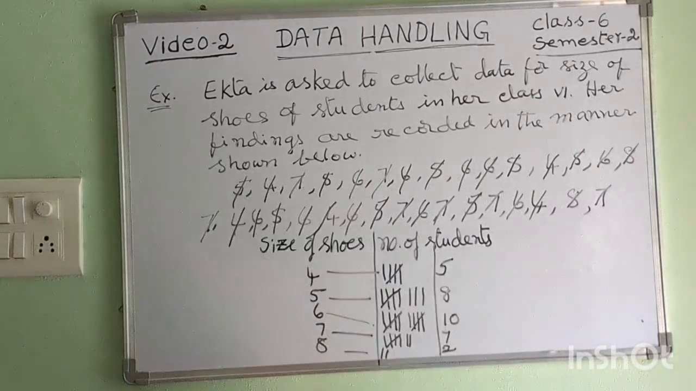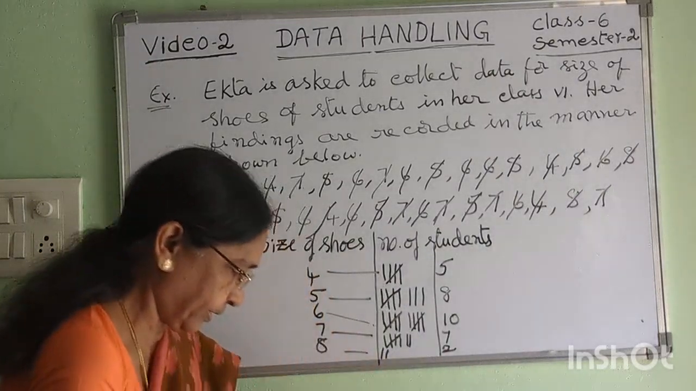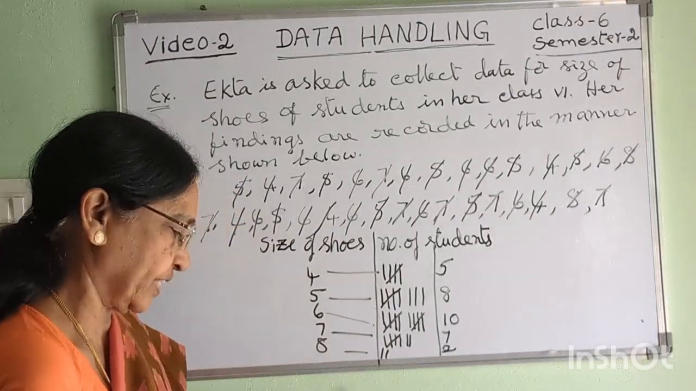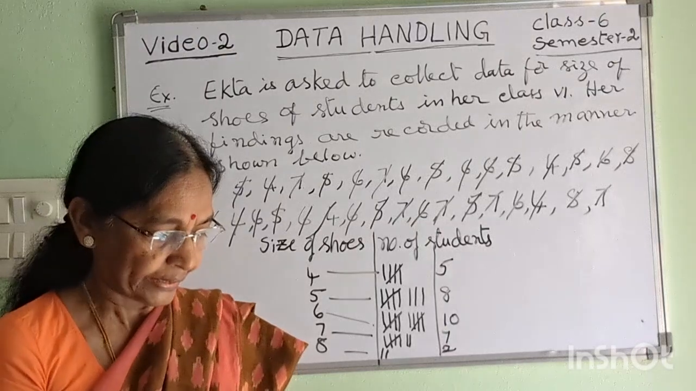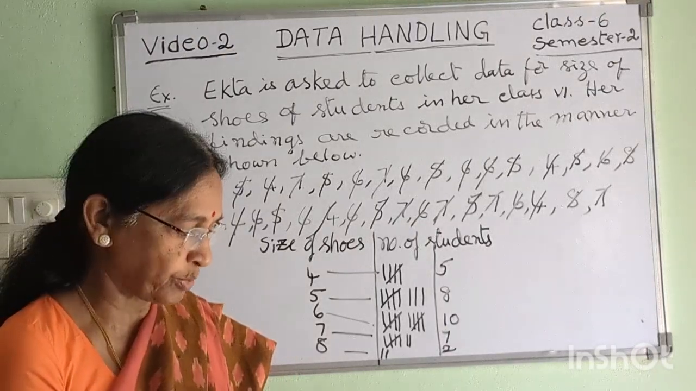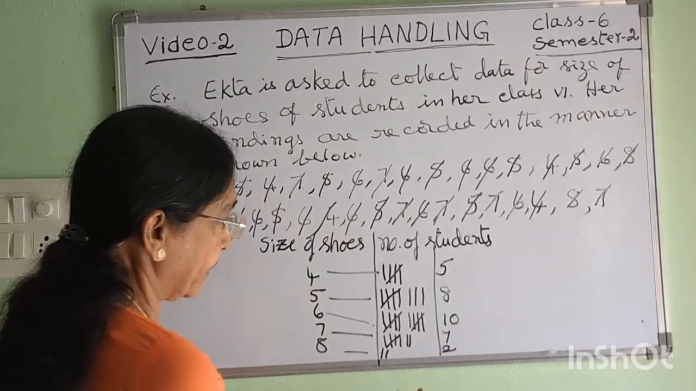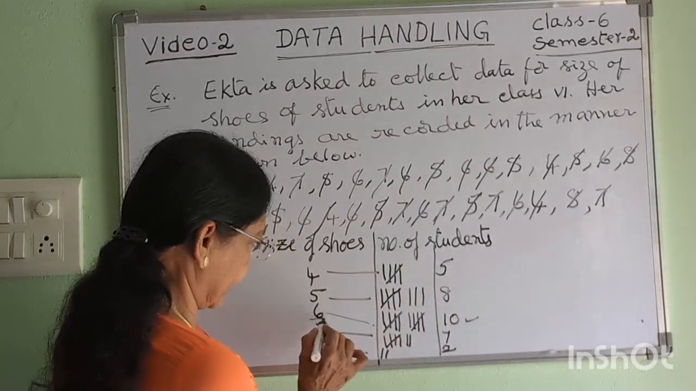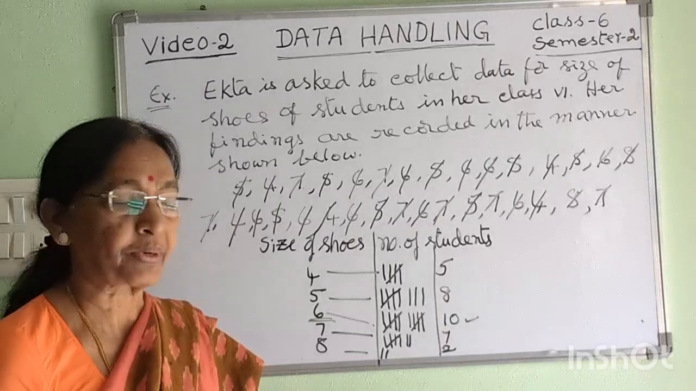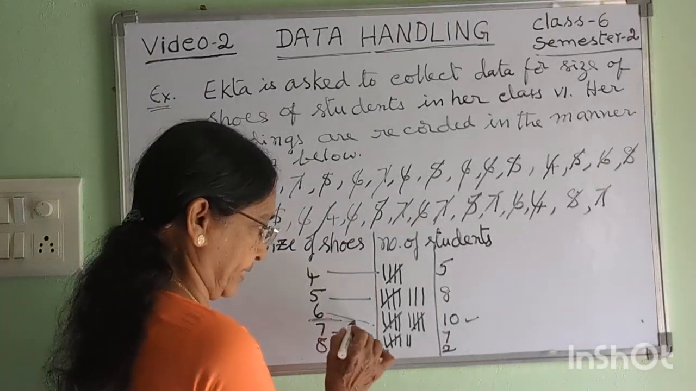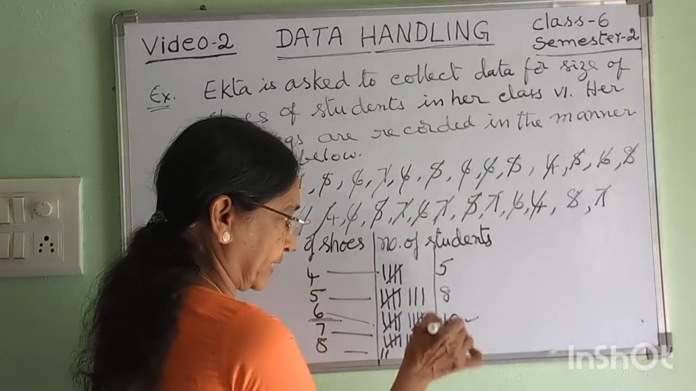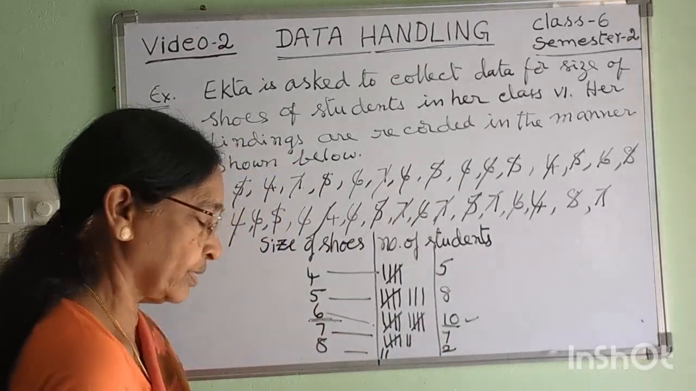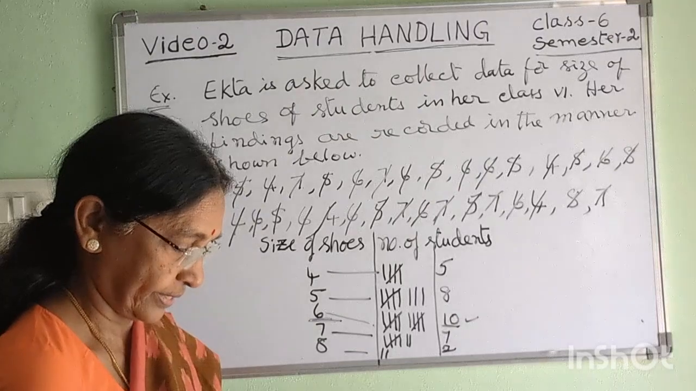Therefore, we want the number of students wearing the size. First question is the size of shoes worn by the maximum number of students. Here the maximum number is 10. So this size 6 is worn by the maximum number of students. Size 6 is worn by 10 people, that is the maximum number. So the maximum number of students were wearing size 6.